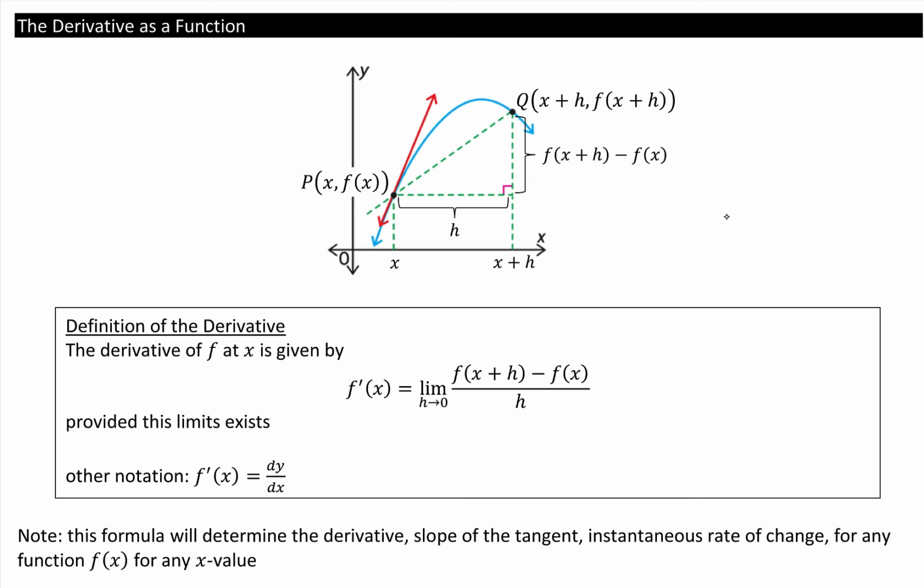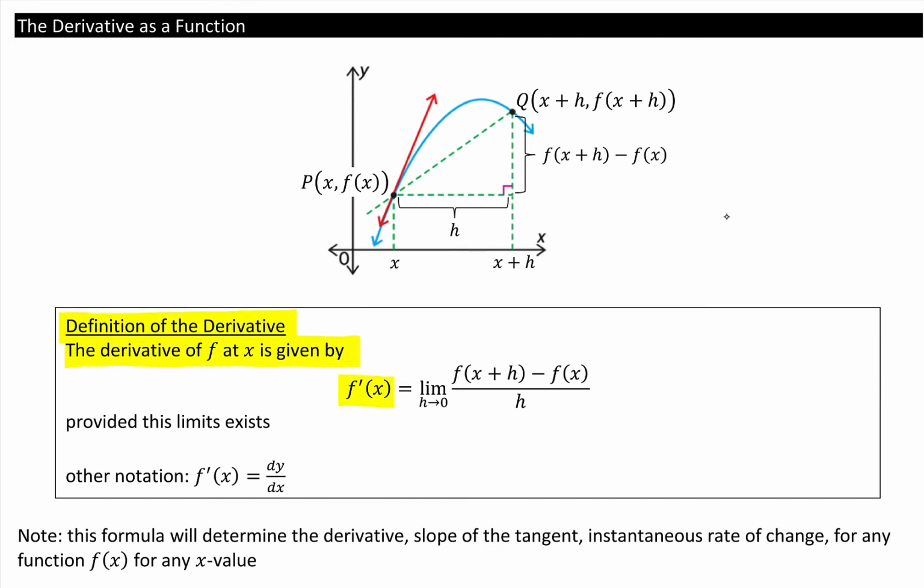Today we're going to look at the derivative as a function. So what is the derivative? The derivative is just another word for the slope of the tangent or the instantaneous rate of change. The definition of the derivative is given by the following formula.